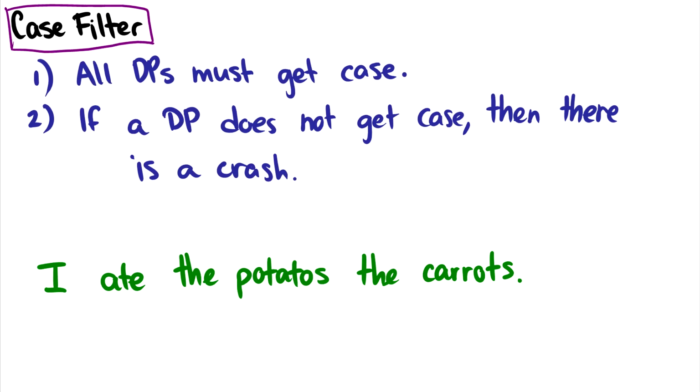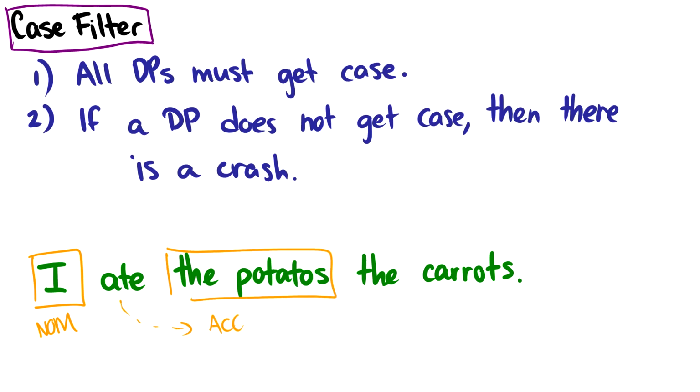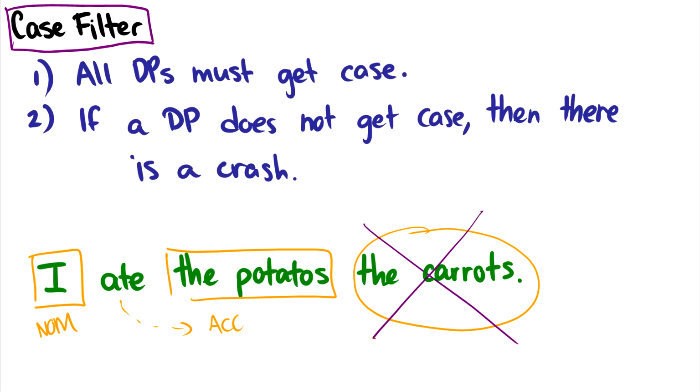Second, if a DP does not get case, then there is a crash. So consider the sentence below: I ate the potatoes, the carrots. Well, I is getting nominative case from T. The potatoes gets accusative case from the verb. And then we have the carrots here, and there's nothing to give it case. So this sentence is not grammatical, and we have a pretty decent explanation why. The first thing is ate only has two theta roles. This is the agent, and here we have a theme, the potatoes. So the carrots doesn't get a theta role, but it also doesn't get case. So it can crash because of either reason.